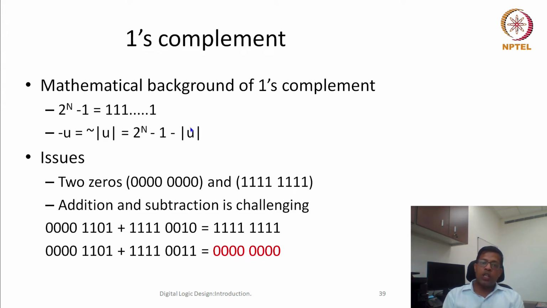Now here also there are two issues. One issue is I have two zeros. One I call positive 0 because the sign bit is positive, and the other is a negative 0, which is the inversion of all these zeros. So this is a negative 0.